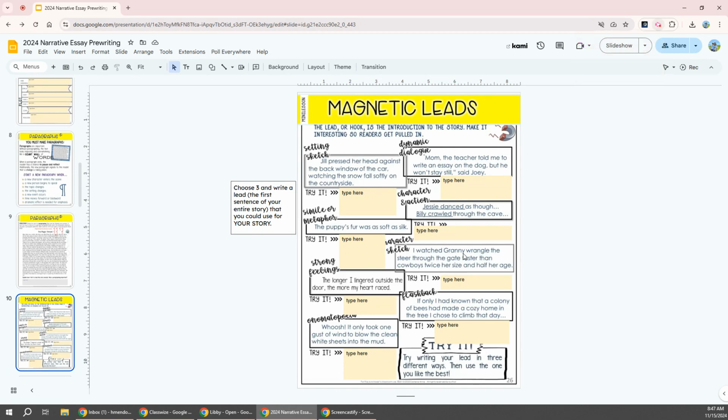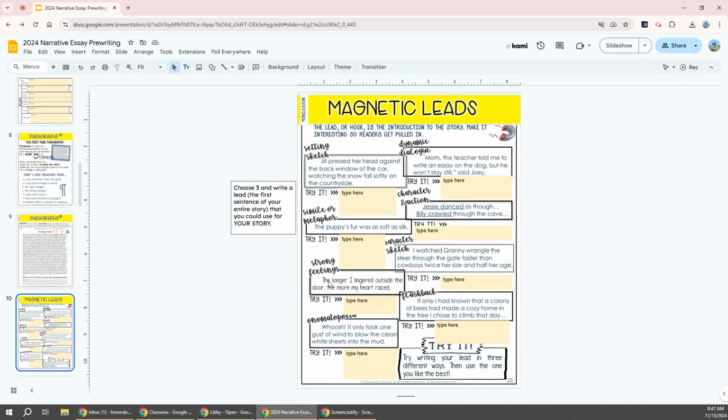We have a character sketch down here, which is kind of similar to setting sketch, where you're painting a picture of one of your characters. It says, I watched Granny wrangle the steer through the gate faster than cowboys twice her size and half her age. So that gives us some good information about Granny, that she's tough and kind of like a cowgirl maybe.